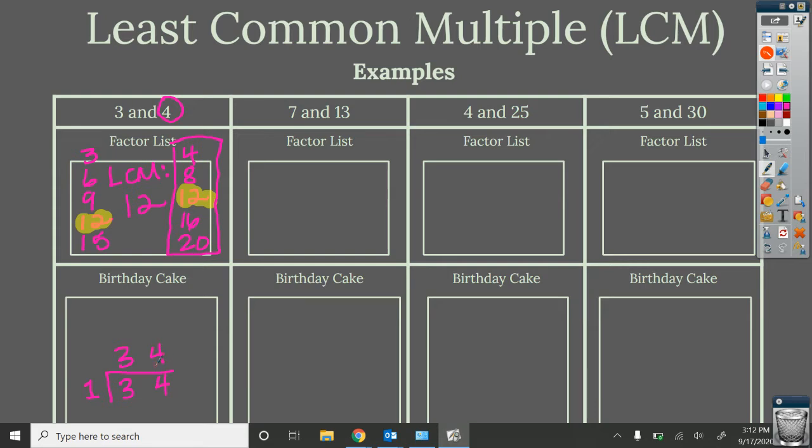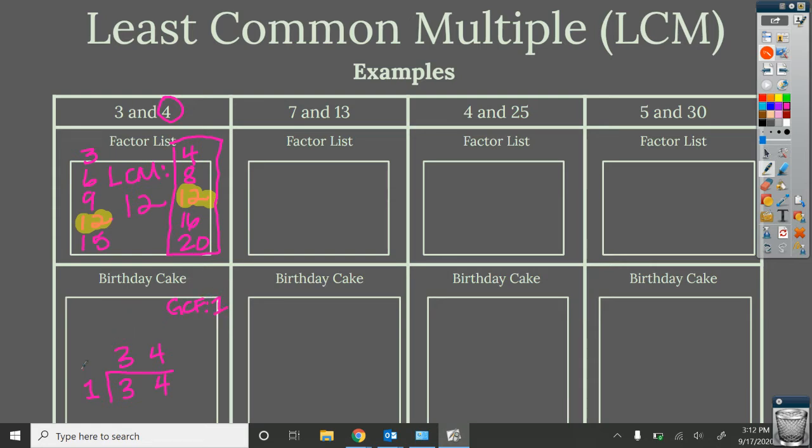So I should have just said the final forms. But 3 and 4 are the final forms of these numbers. I cannot factor anything out other than 1. What you do with birthday cake to find the GCF is you just pick anything you factored out. So the GCF here is 1.